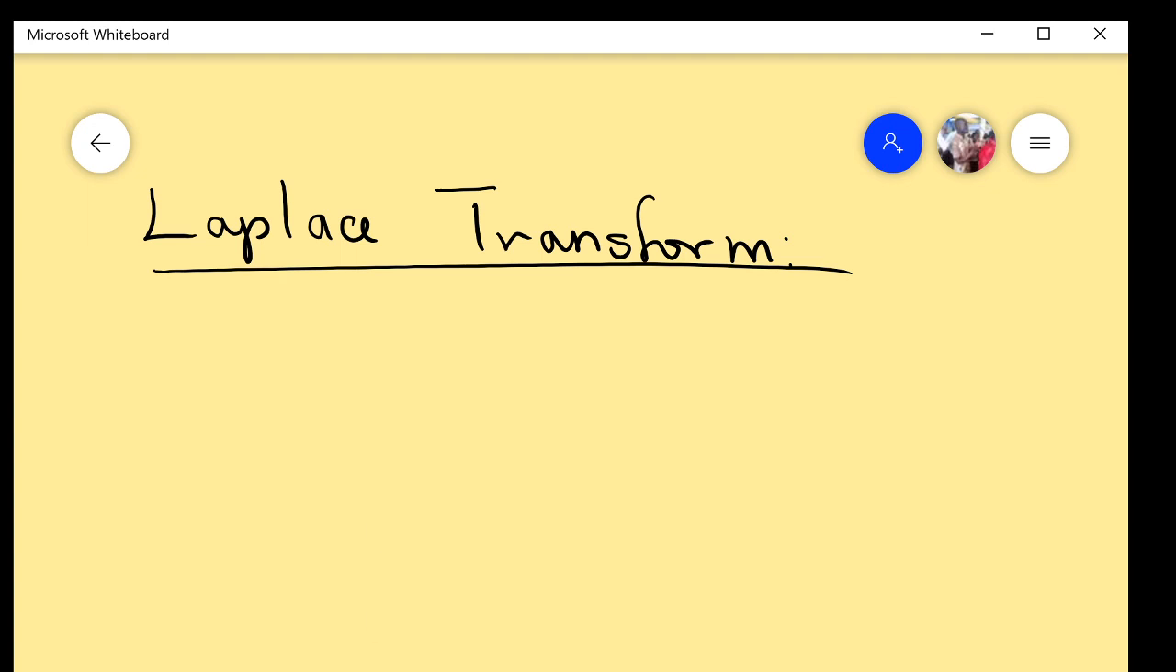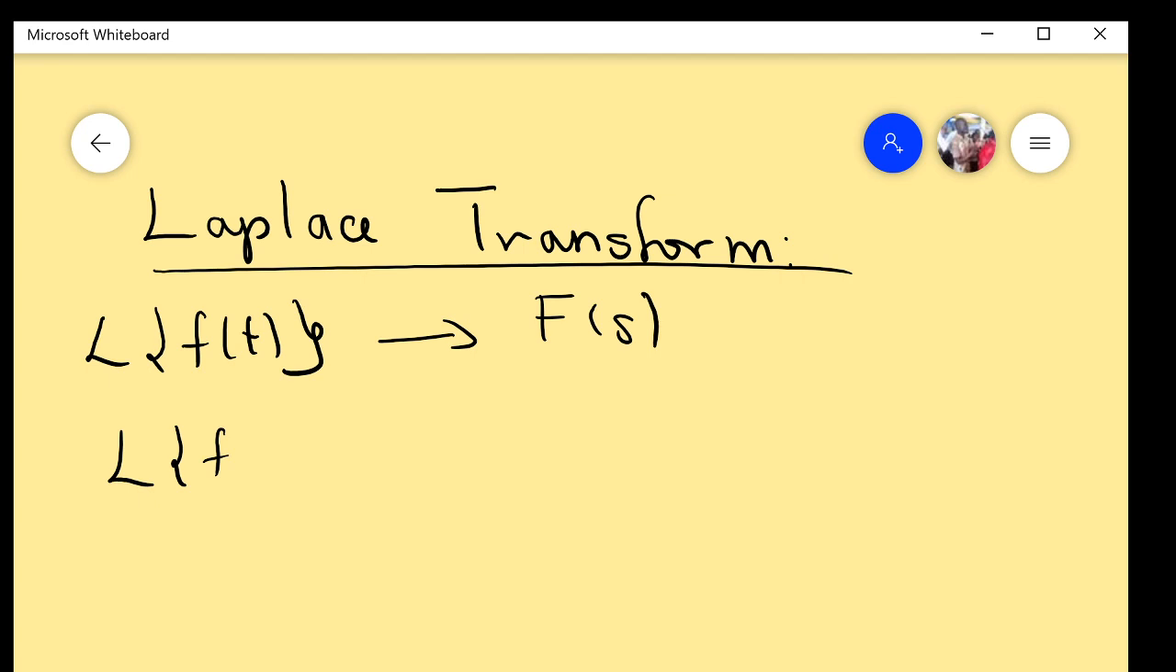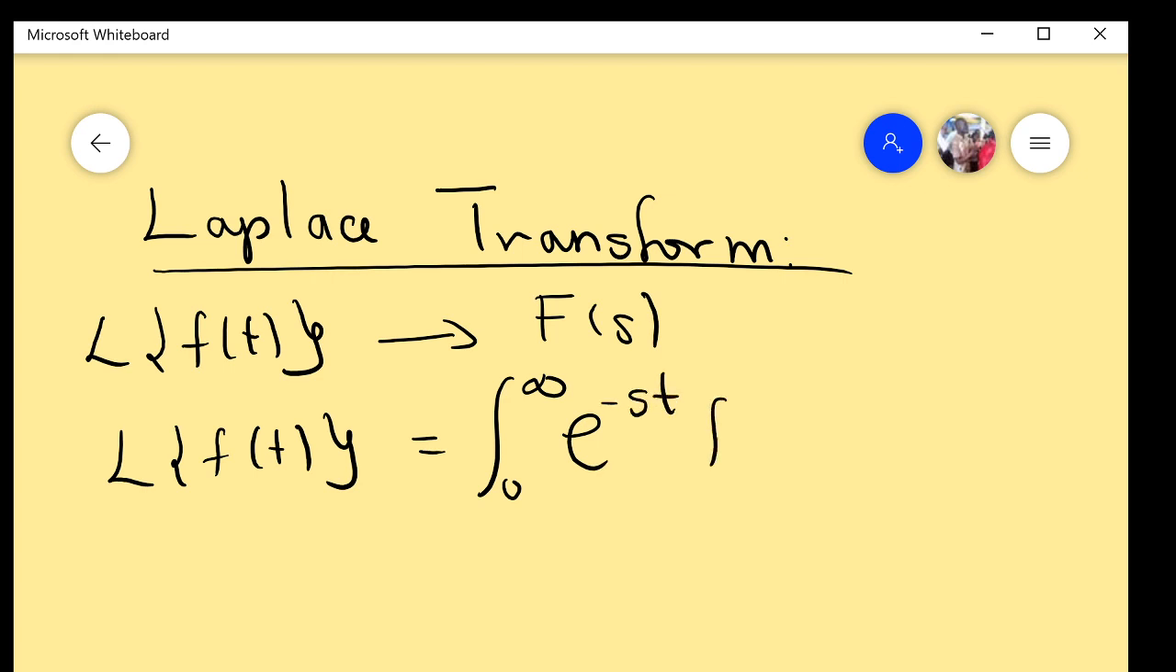So we are looking at a function where we are transforming a function of f of t to a function of what? S. Okay. And the Laplace transform of a function f of t is defined by the improper integral of e to the power minus st, the function f of t, dt. This is the definition. So this is an improper integral that we are looking at.